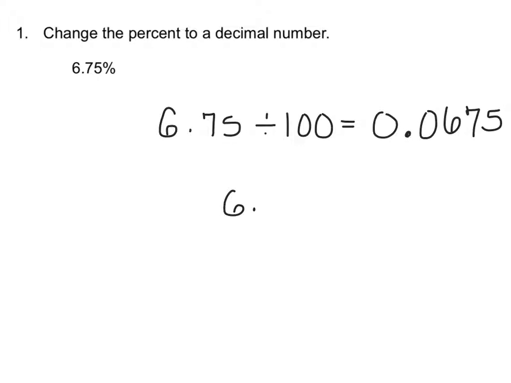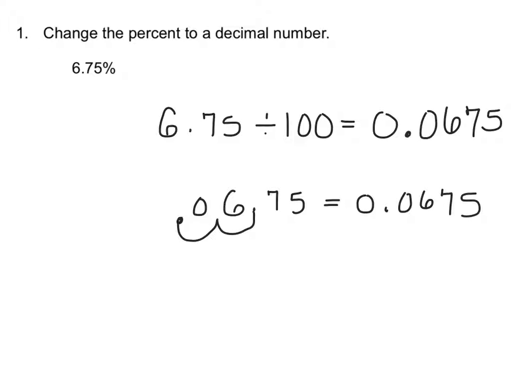For example, if we have 6.75, we'll locate the decimal and move it 2 places to the left, giving us the same answer as 0.0675. We always write a 0 in front of the decimal point for formality.